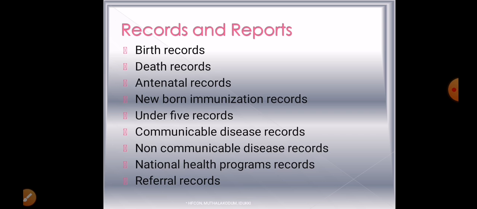So these are some of them: birth records, death records, antenatal records, newborn immunization records, under-5 records, communicable and non-communicable disease records, national health records, referral system records. It is not the full list which I have given. There are so many things, in Indian books, so many things are there. So when we go to community postings, there also we can maintain and observe all these records practically. So these all were the things we have studied under this particular unit.